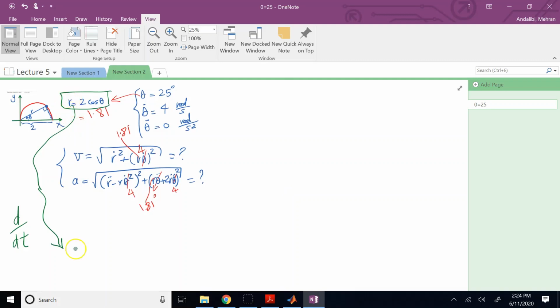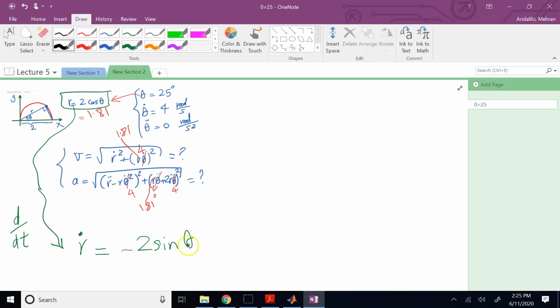So time derivative of r is r dot. Good. What is the time derivative of 2 cosine theta? Yeah, I know most of you would immediately say it is negative 2 sine theta. But that is not completely correct. It's partially correct. Anybody knows why? Yes. Because what you did here, you took derivative of cosine theta with respect to theta, and you say it's negative sine. You did not take derivative of the right-hand side with respect to what? T. So what you need here is the chain rule.